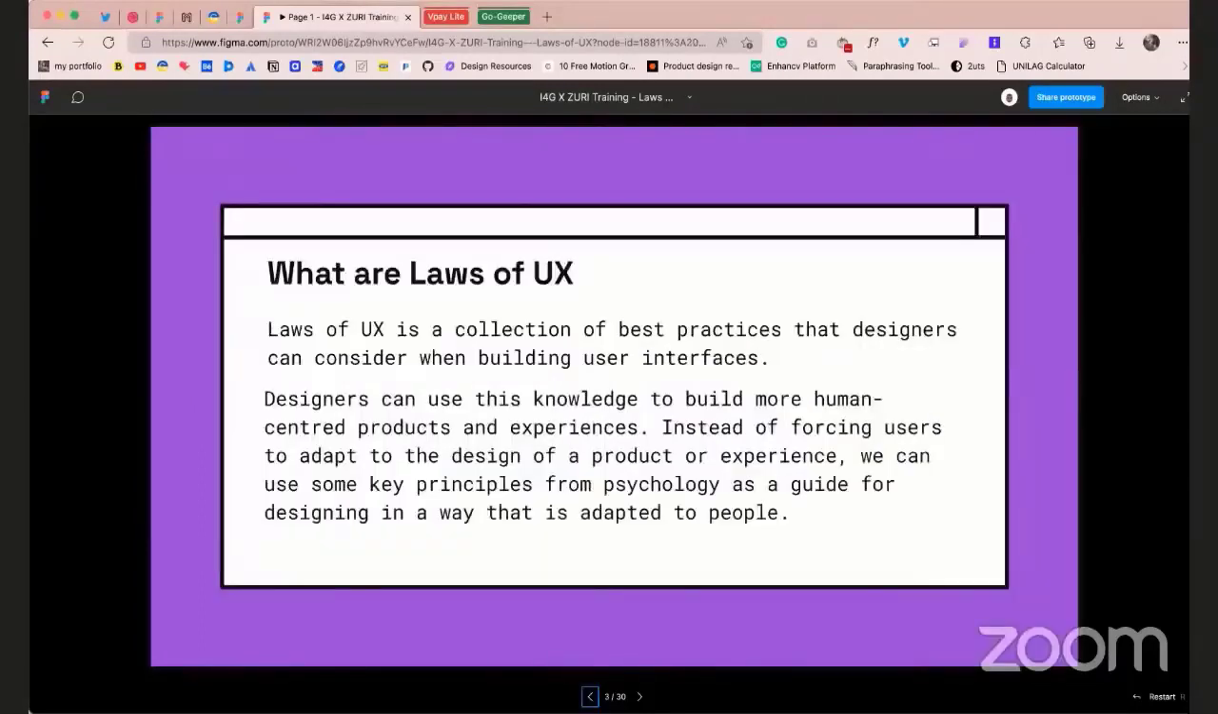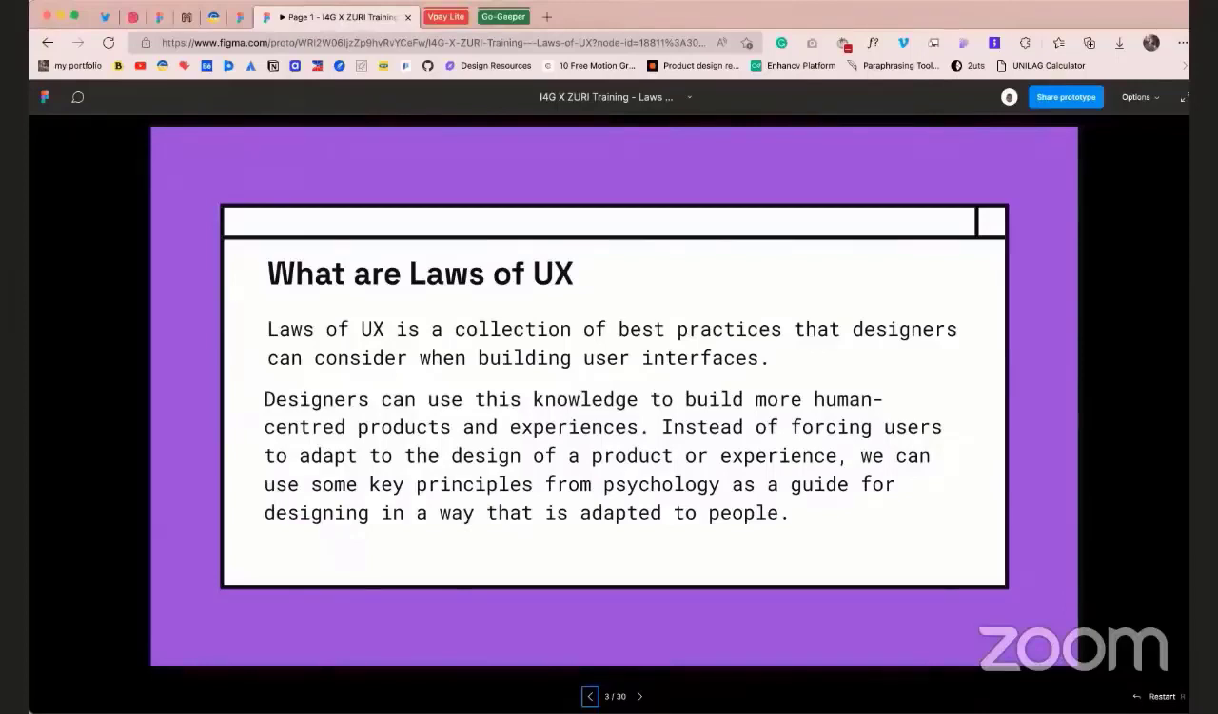So first of all, what are laws of UX? Laws of UX is a collection of best practice that designers can consider when building user interfaces. Designers can use this knowledge to build more human-centered products and experiences instead of forcing users to adapt to the design of a product or experience. We can use some key principles from psychology as a guide for designing in a way that is adapted to people.